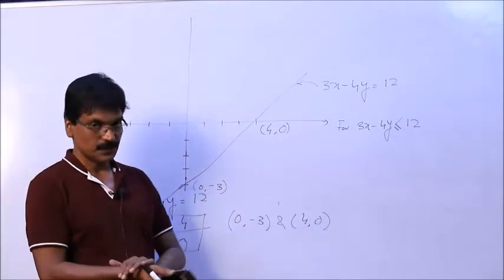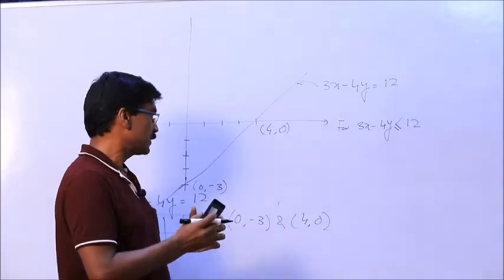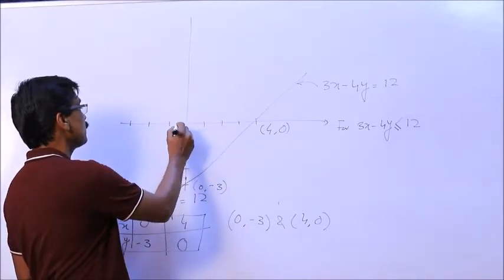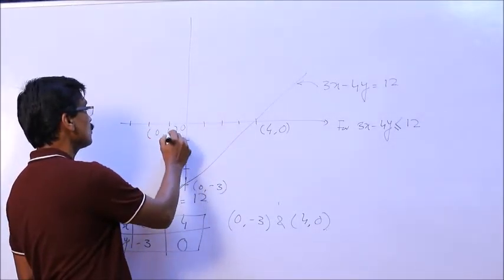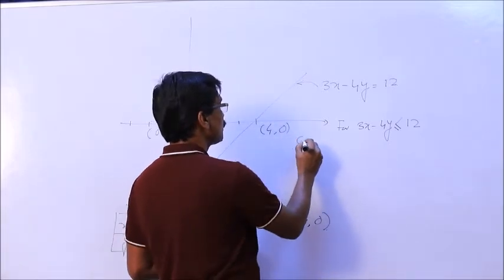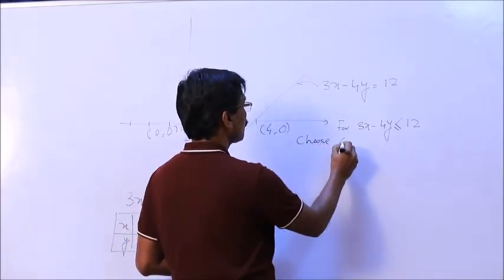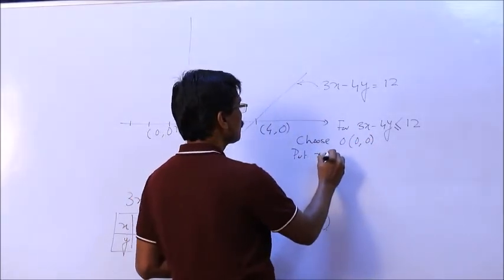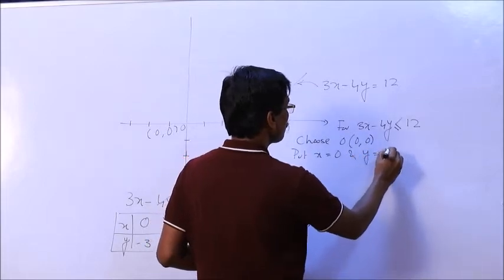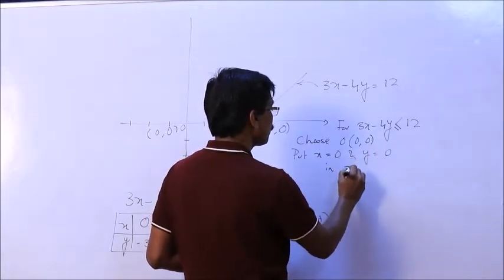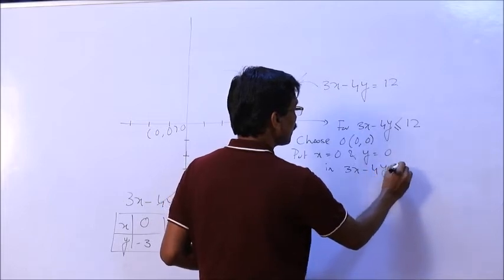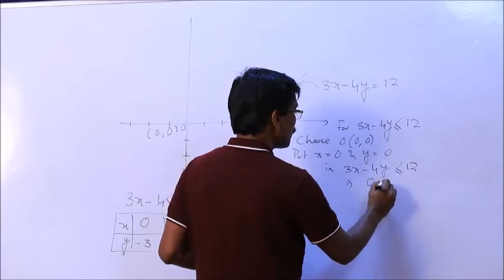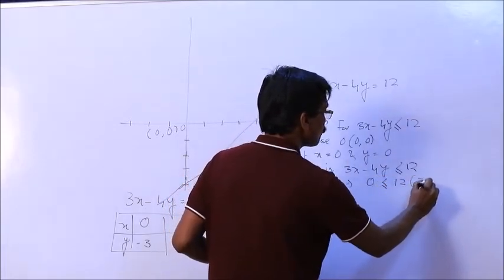So, how can we plot this region? We can take a reference point which is not on the line. Suppose the reference point is the origin, which is not on the line, that is (0, 0). We put x is equal to 0 and y is equal to 0 in 3x minus 4y less than or equal to 12. So, obviously, we have 0 less than or equal to 12, that is true.